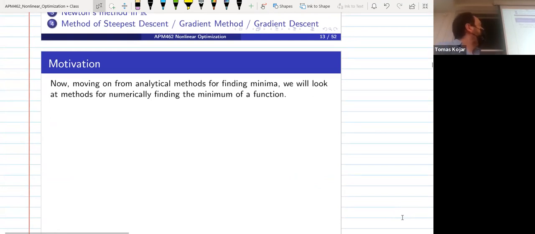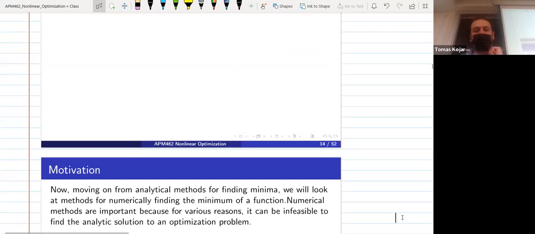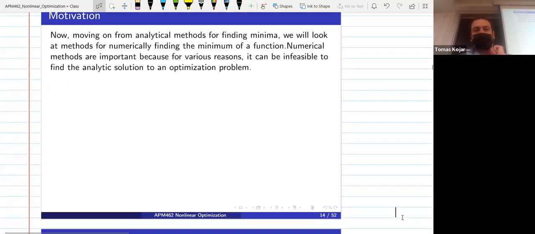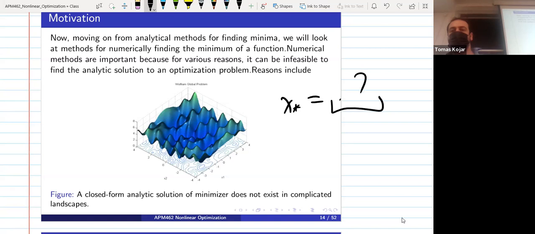We spent about a month talking about existence and uniqueness with first and second order conditions. But often we do not have closed forms for the minimizers. I mean, this is a landscape from a neural net, and you can see they're discussing. So there's absolutely no hope that you can write X star as some formula. So we can forget that.